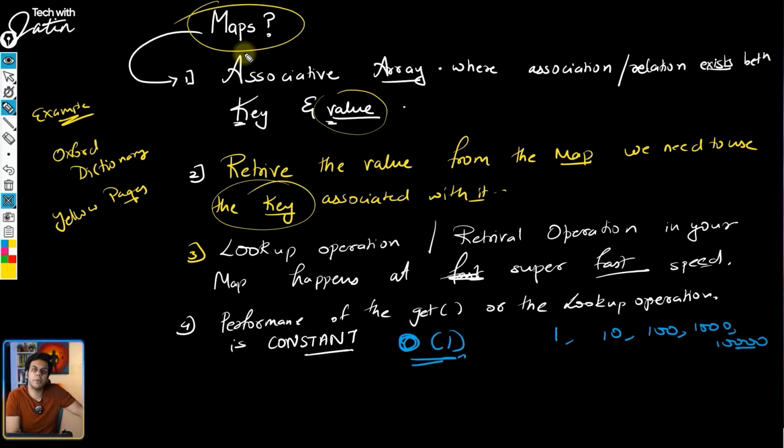Same goes with your yellow pages also. If I have to search for a contact number in yellow pages, it does not take a lot of time. Are you getting the point? So that's some of the real world examples where maps come into the picture.